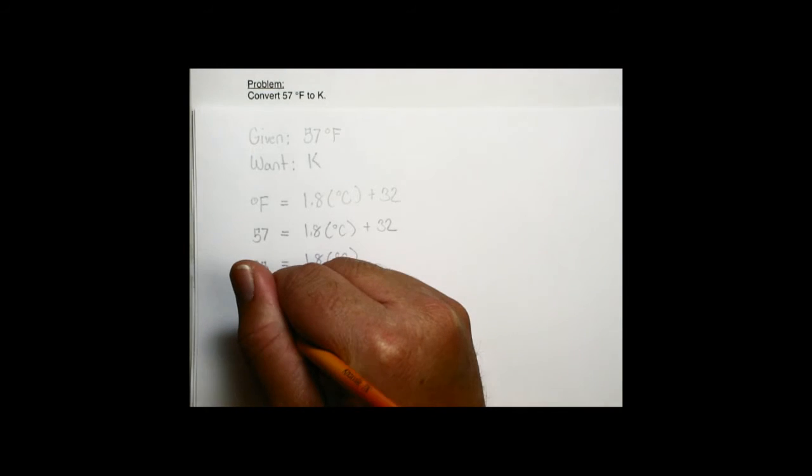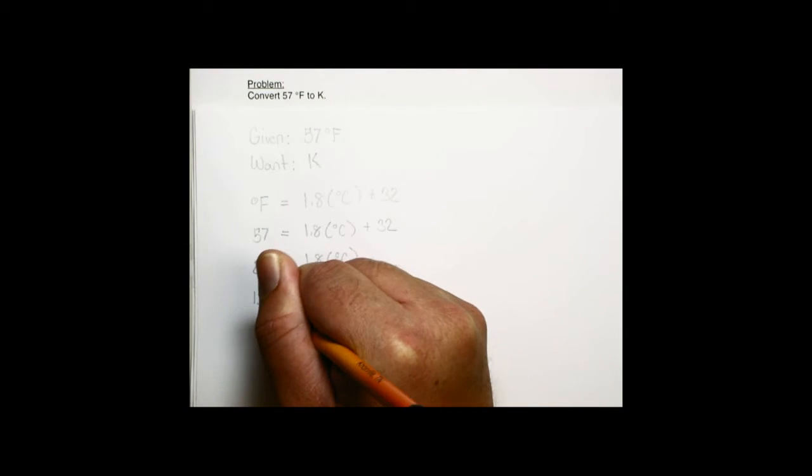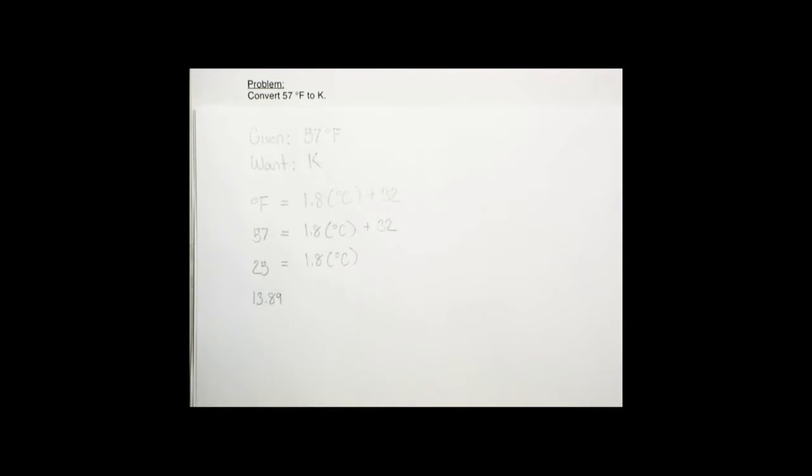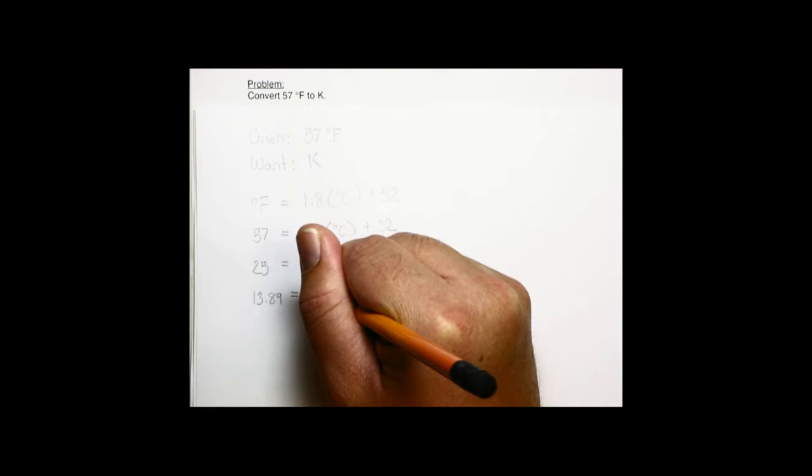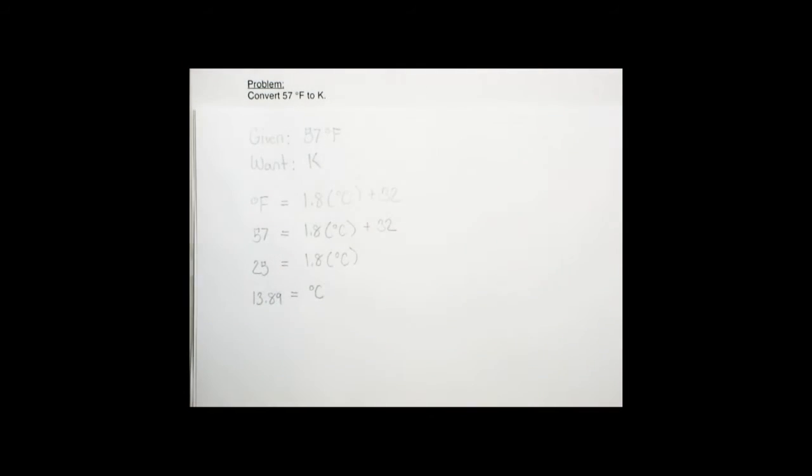And now, to finally find the temperature in degrees Celsius, I have to divide both sides by 1.8. So I take 25 divided by 1.8. And that's going to be 13.89. By the way, I have a calculator over here. I didn't just do that in my head. Don't be too impressed. So there's my temperature in degrees Celsius.